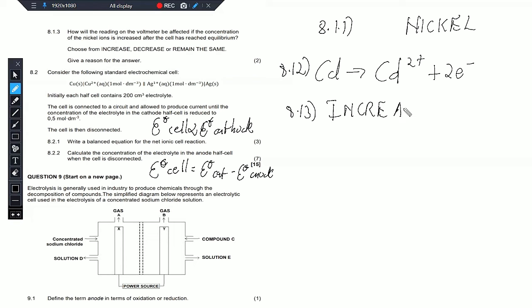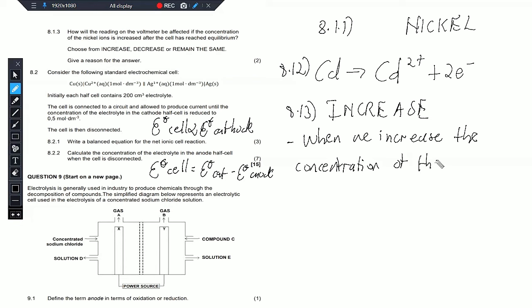But the reason that we give for that one is that when we increase the concentration of the Ni2+ ions, the forward reaction is favored.